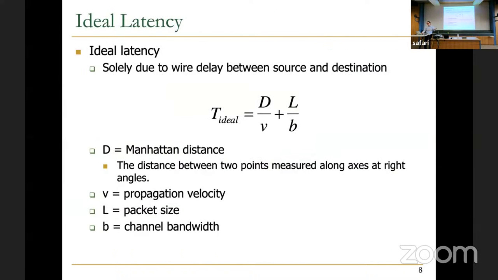Okay, so ideal latency, I'll go through these relatively quickly. These are some terminology, but ideal latency is solely due to the wire delay between the source and destination. But that's not the only thing that happens clearly. And this also depends on your routing algorithm. Usually ideal latency is calculated assuming Manhattan distance between two nodes, two points.